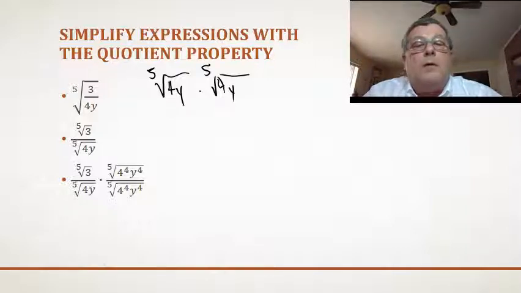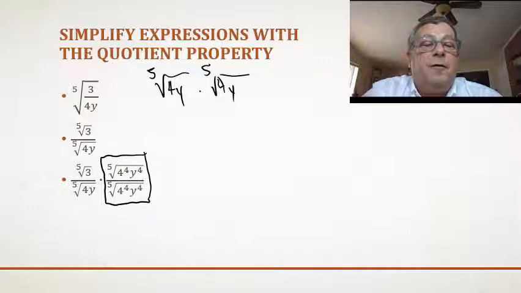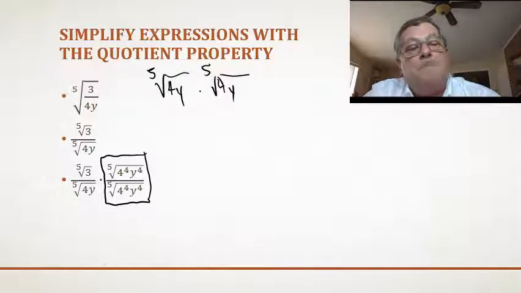Wouldn't do a whole lot, because I don't have anything to the fifth root to come out from underneath those roots. So that's not my solution. What I'm going to need to do is what I have right here. To rationalize that, I'm going to have the fifth root of 4 to the fourth, y to the fourth, over the fifth root of 4 to the fourth, y to the fourth.